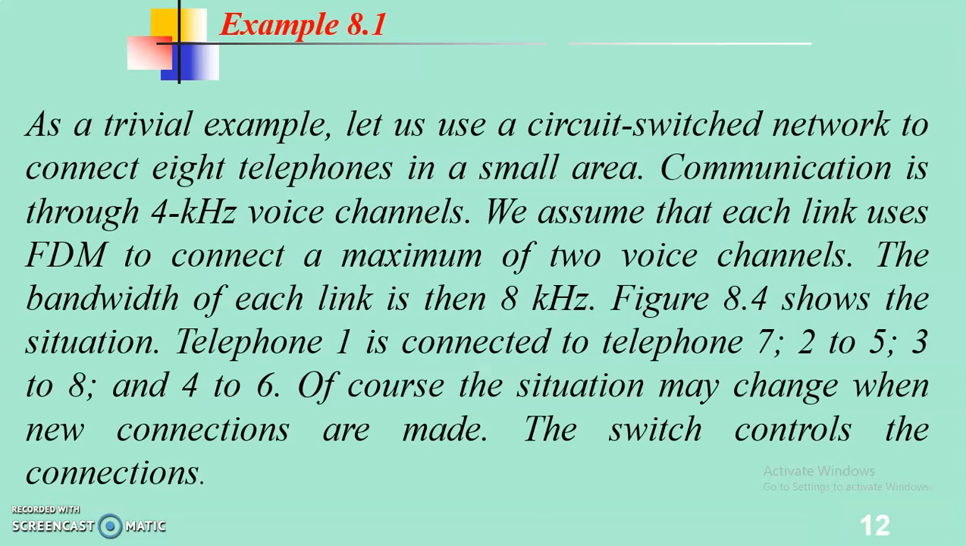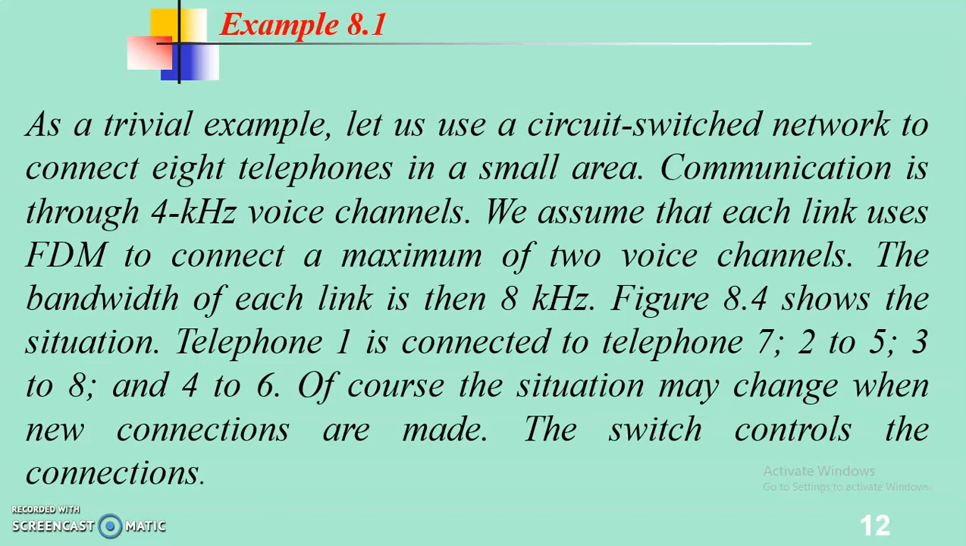Here we have a trivial example. Let us use a circuit switching network to connect 8 telephones in a small area. Communication is through a 4 kHz voice channel. We assume that each link uses frequency division multiplexing to connect a maximum of 2 voice channels. The bandwidth of each link is then 8 kHz.